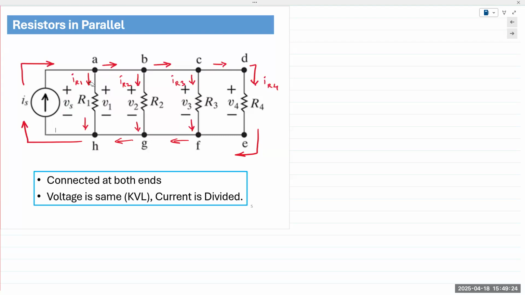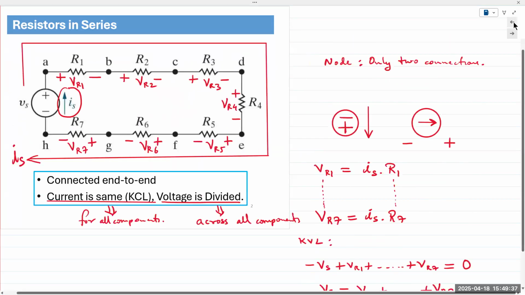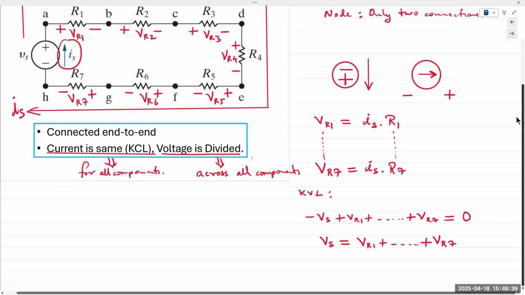Okay. All right, let's look at the derivation. Actually, for the next one. Let's see, voltage division, did I cover? Yeah, I think everything is covered here.